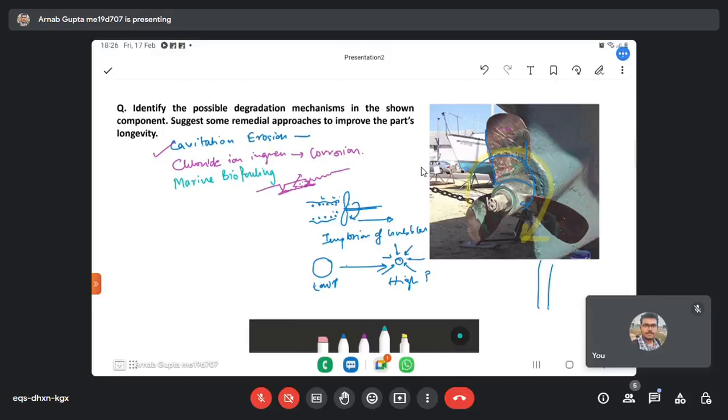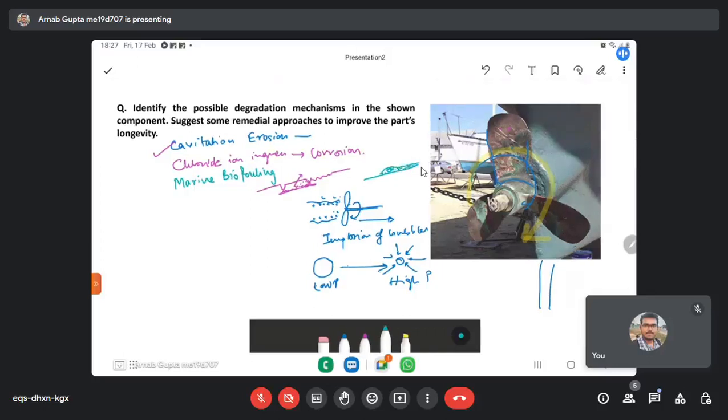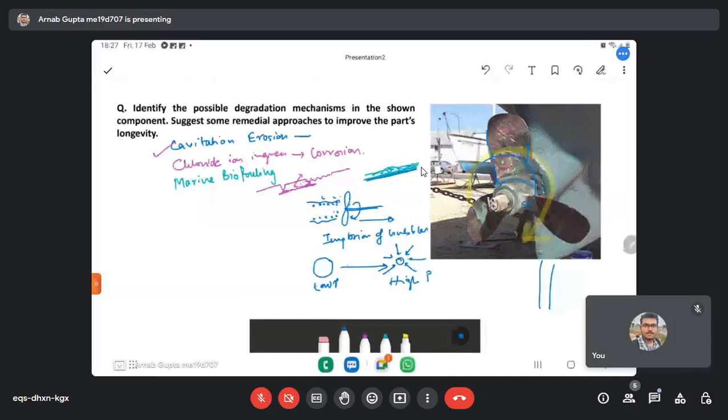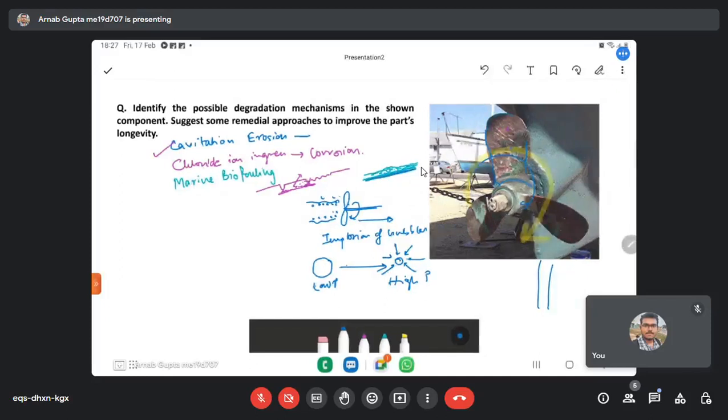So as we know, when the bacteria settles on any surface, it will release some extra polymeric substance. We also call it EPS, and this EPS is basically a polymeric substance, and it forms a layer on top of this, you know, on the propeller surface.